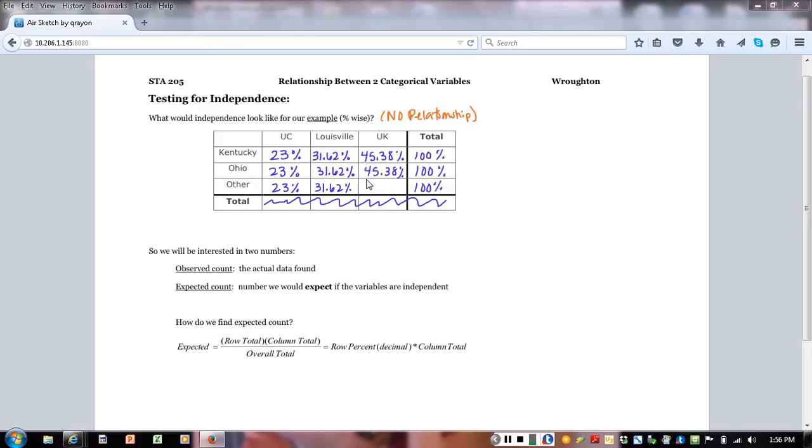So first, let's see if it makes sense why the numbers would all be the same. So if they were independent, there's no relationship. What state you're from does not impact who you root for. So whether you're from Kentucky or Ohio or other, same chance you root for any of those three teams. The state does not have an impact on that. Now, where am I getting these exact numbers? So these are very particular numbers to our example. Where are those coming from?